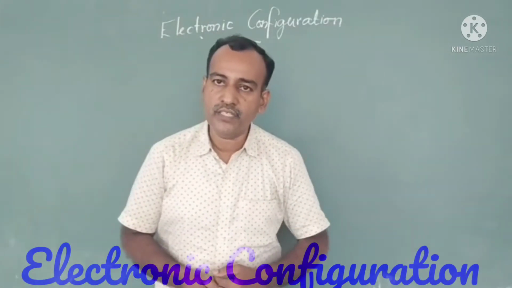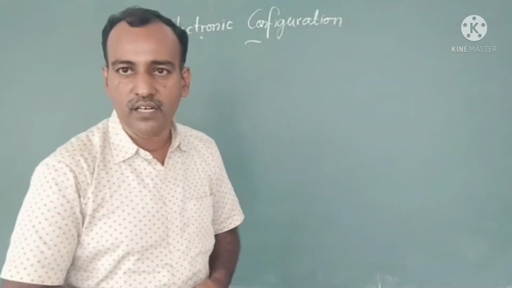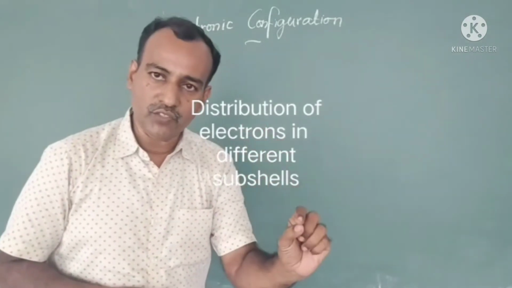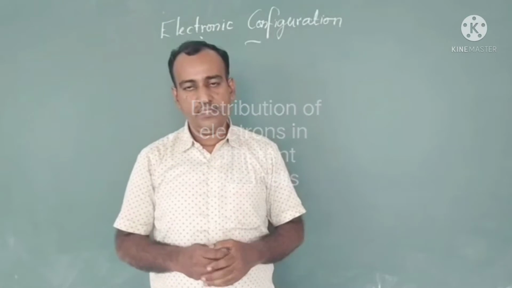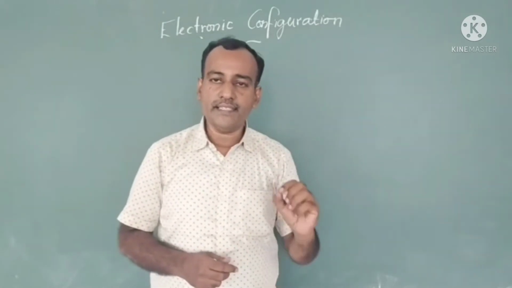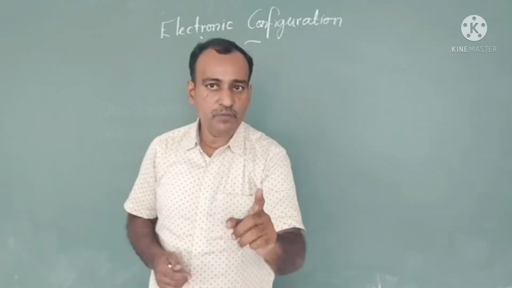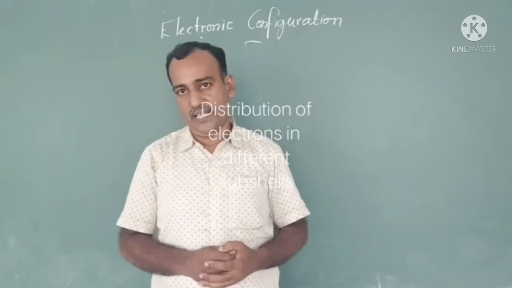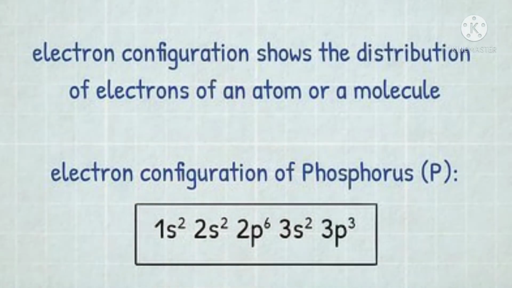So we are now studying about electronic configuration. What do you mean by electronic configuration? What is the definition for electronic configuration? Distribution of electrons in different subshells is known as electronic configuration.